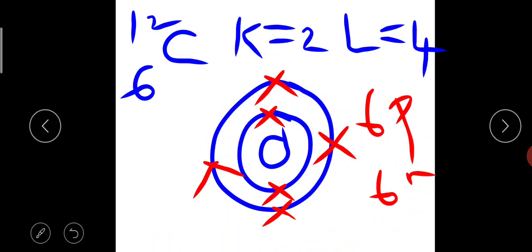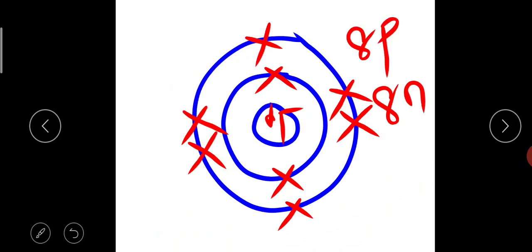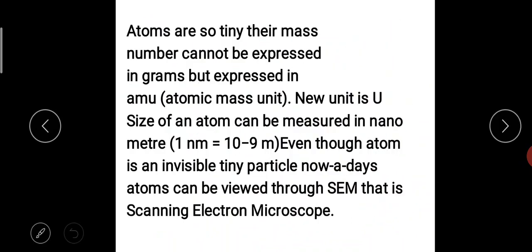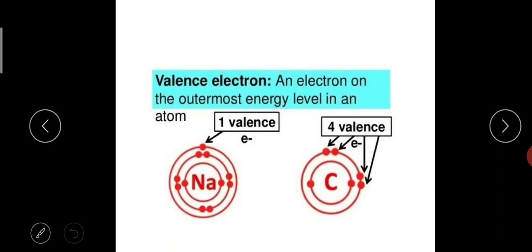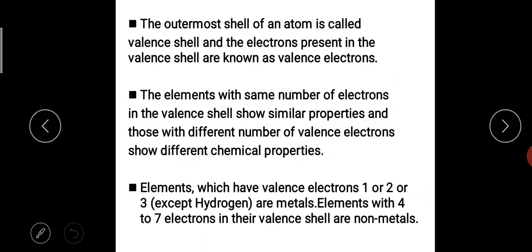Here, how many electrons are present in the outermost shell? Can you count it? 1, 2, 3, 4. The valency of carbon is 4. Here, the valency of oxygen is 6. So the number of electrons present in the outermost shell, we call it valence electrons. Is it clear, children?